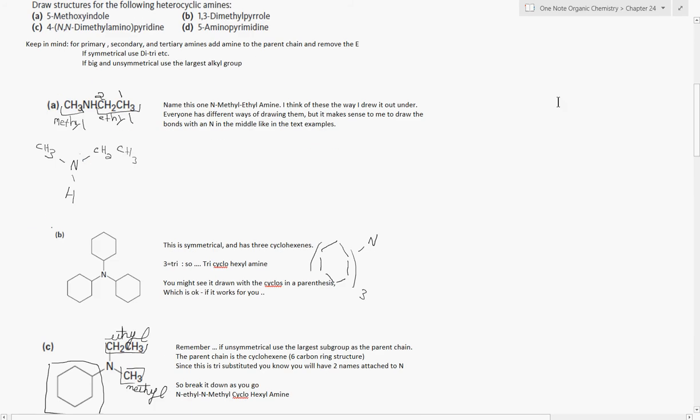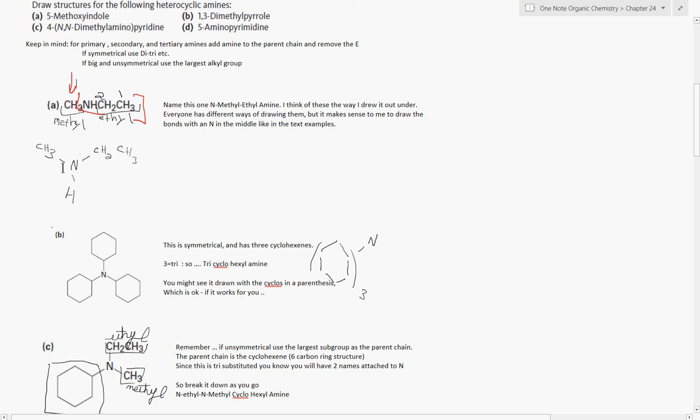So for A, name this one N-methyl ethylamine. So I think of these the way that I drew it out underneath the print. Everyone has different ways of drawing them, but it makes sense to me to draw the bonds with nitrogen in the middle, like the in-text examples. It just makes it easier, I can just picture and name it that way. Whatever works for you. So here you have an ethylamine, and that's your parent chain right here. And then you have a methyl attached to the end.